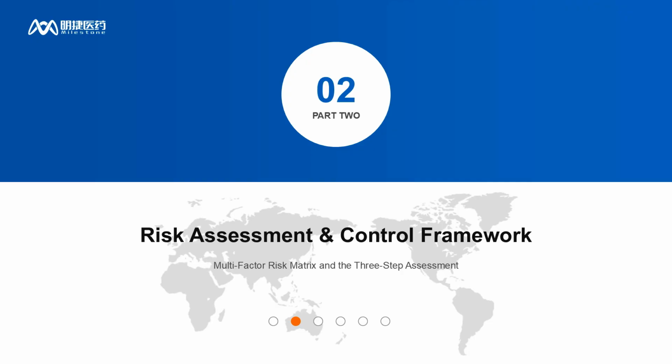Part 2. The Risk Assessment and Control Framework. Now that you understand the philosophy, we get practical. The key question of this part is, when can you do less, and when must you do more? There are real regulatory shortcuts in Q3E, but each one has conditions.